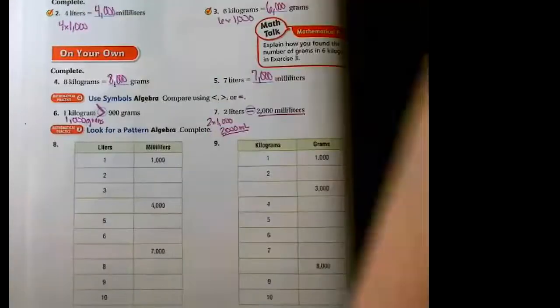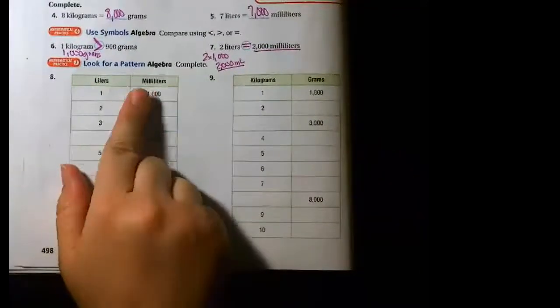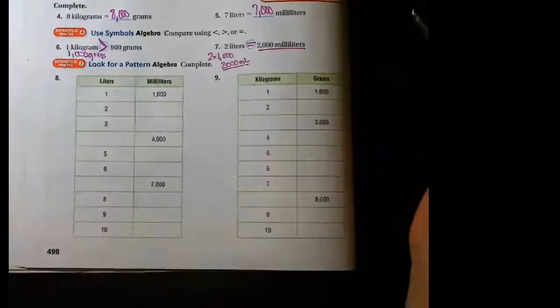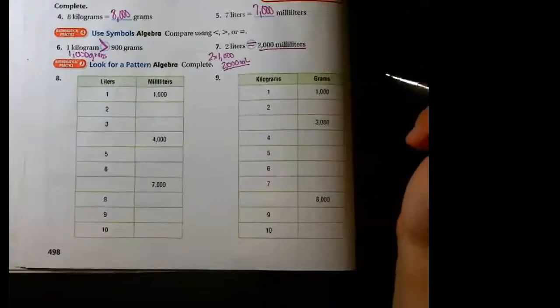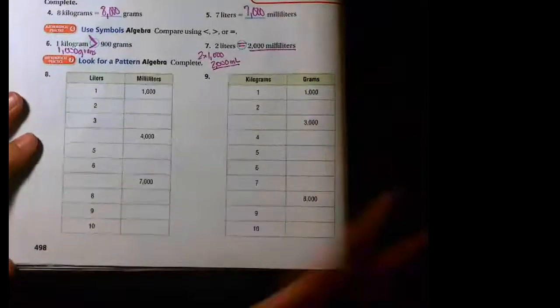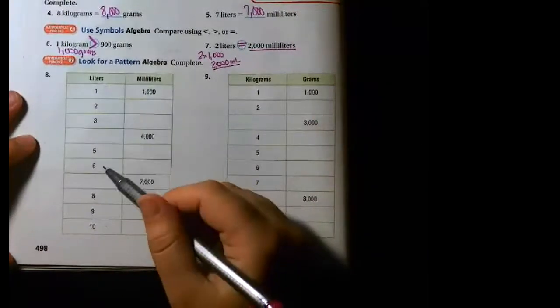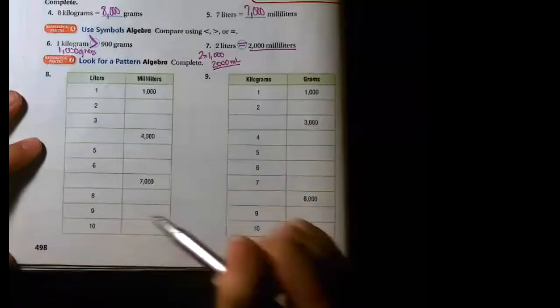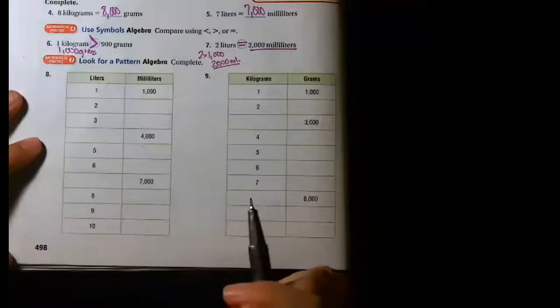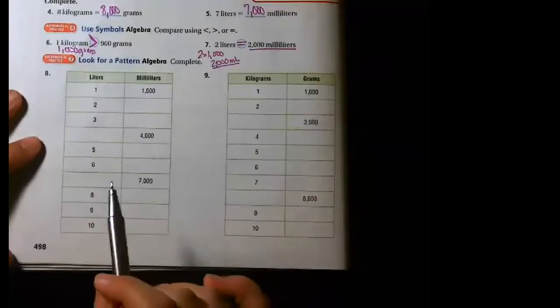Next, we need to complete the charts down below. The first one is looking at liters and milliliters. And the second one is looking at kilograms and grams. They've started to fill in parts of the chart for us, so let's go down the left side first. I see 1, 2, 3, blank, 5, 6, blank, 8, 9, 10. What am I going to fill in those blanks with? They give me the number on the opposite side to kind of help me.